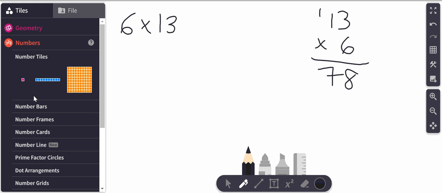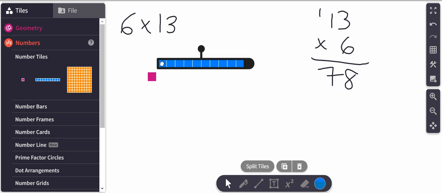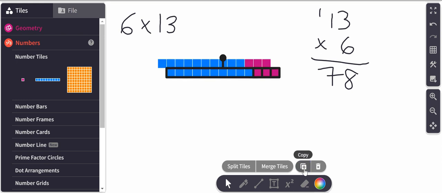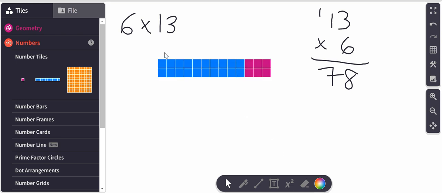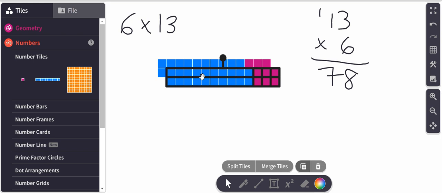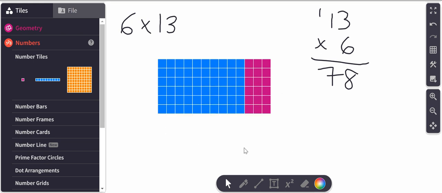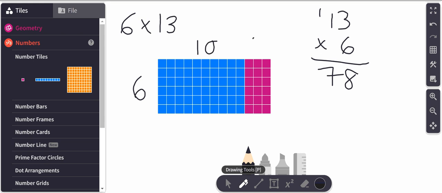And when I think about 6 times 13, I'm going to think about a 10 and then 3 ones. That represents my 13. And if I have 6 of them, what I'm going to do is copy that 6 times. So I just highlight and copy one more time. Okay, so now I can look at this in a more concrete fashion where I can see my 6 groups here and my 10 here and my 3 here.